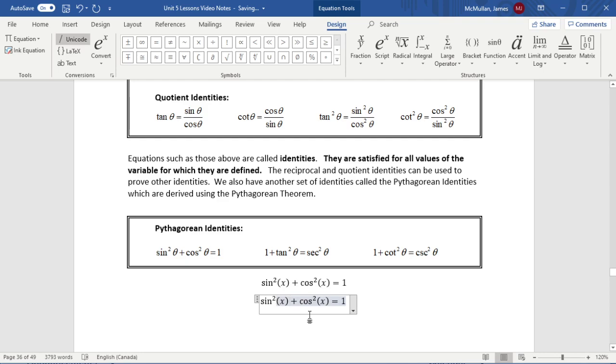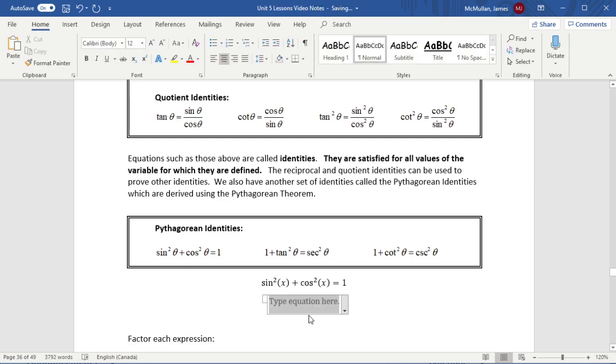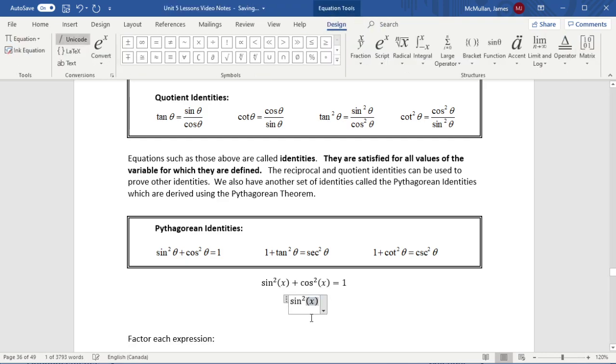Oh, I see what's happened here. Sorry, I'm going to have to retype it. There we go. Okay, so, sorry.